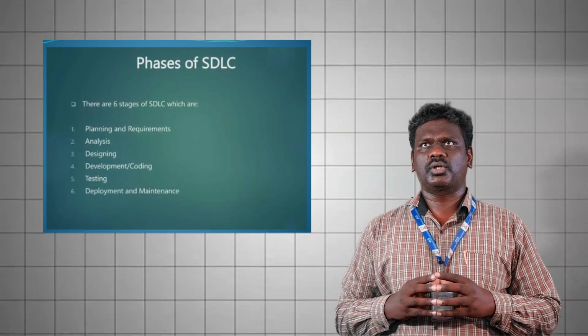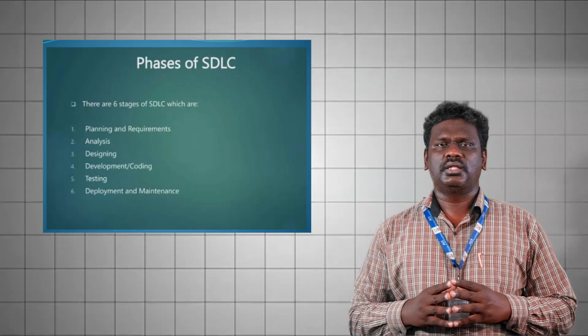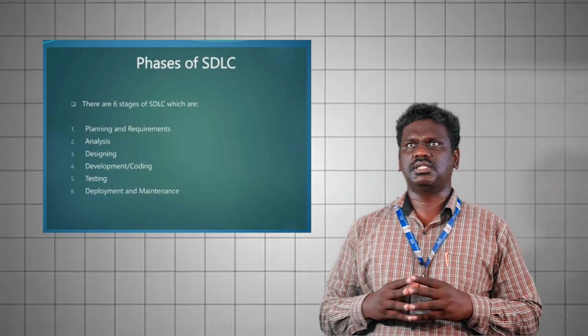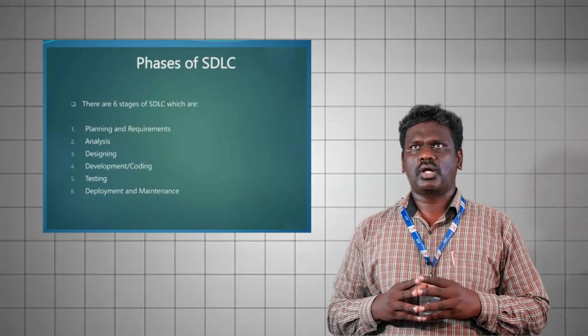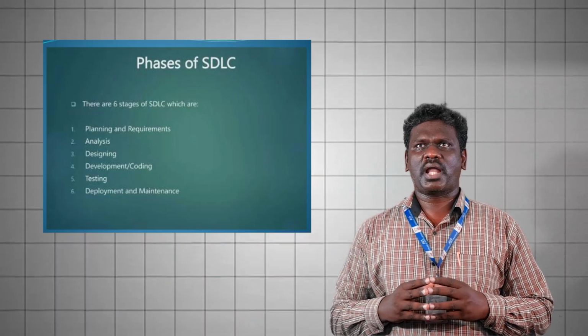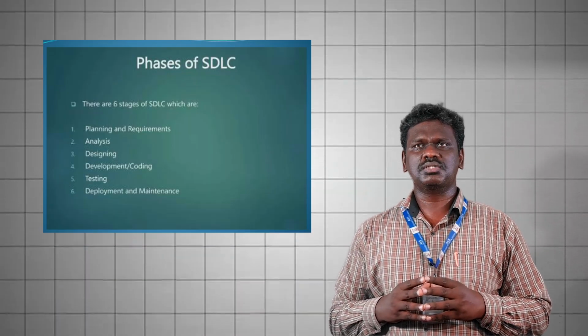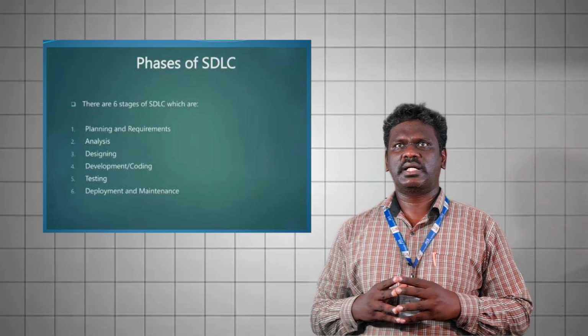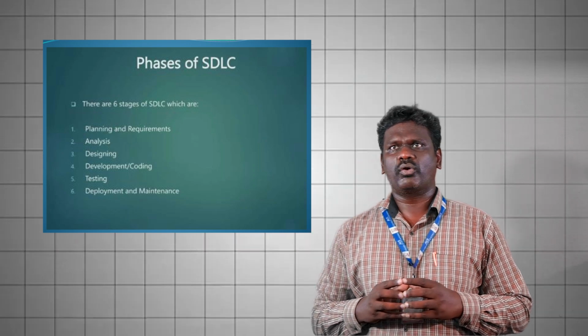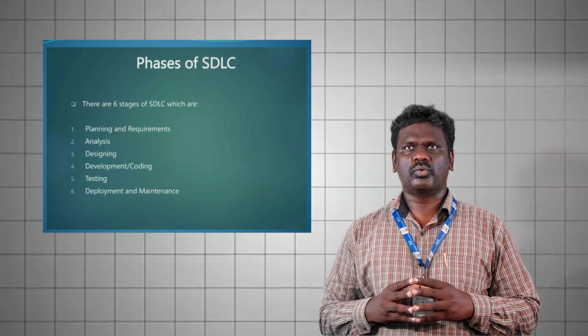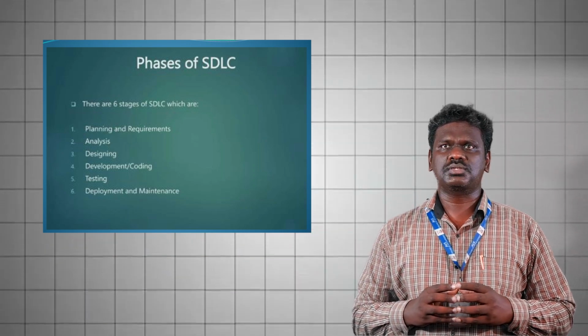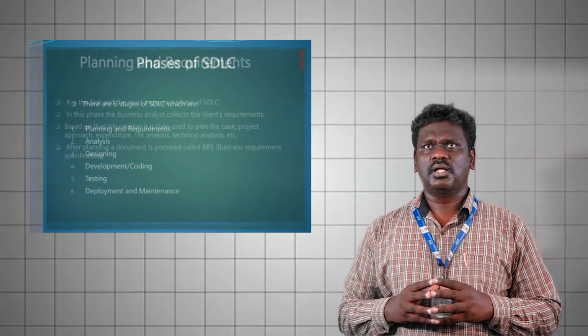Next, we want to see the phases of SDLC. There are 6 stages of SDLC which will be followed: the first one is planning and requirements, second one is analysis, third one is designing, fourth one is development and coding, and fifth one is testing. The last one is deployment and maintenance.